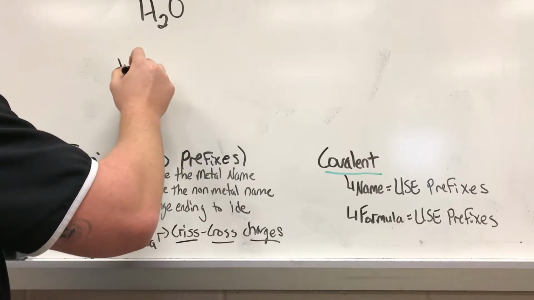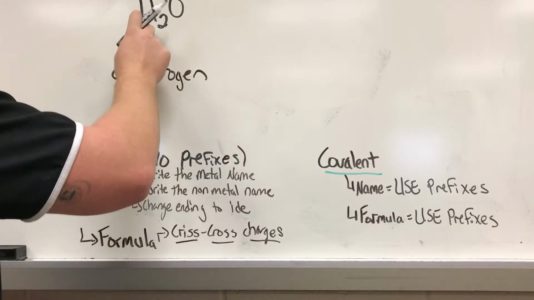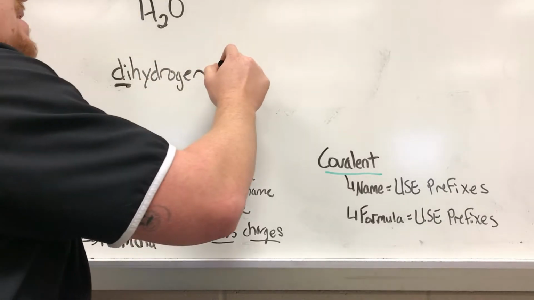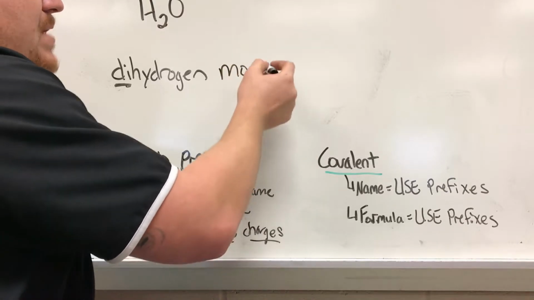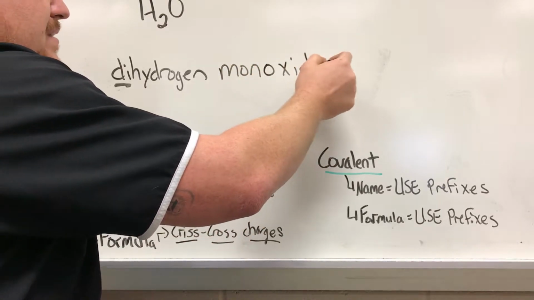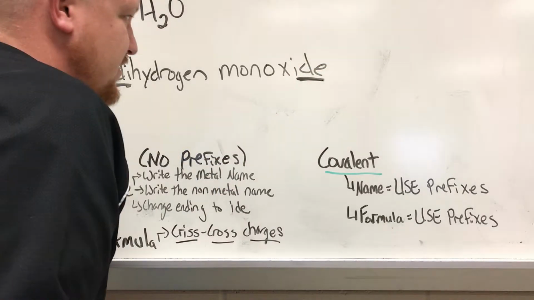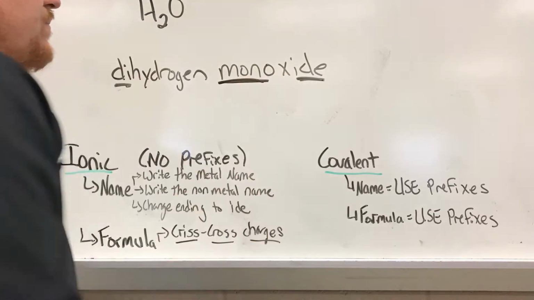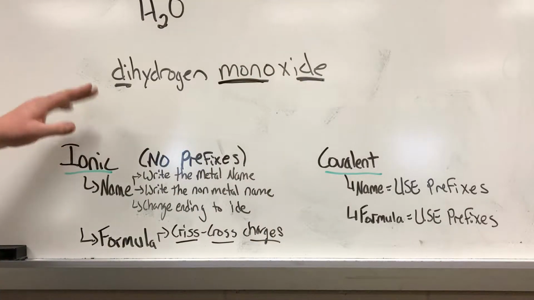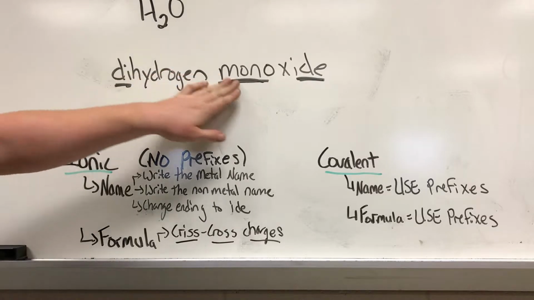This will be dihydrogen because there are 2 hydrogens, and this would be mono. You wouldn't want to say monooxide, so this will be monoxide. We combine them together. We get the ending IDE instead of YGEN for oxygen, and the mono states 1. So this tells us in this specific covalent case, we have 2 hydrogens and 1 oxygen.